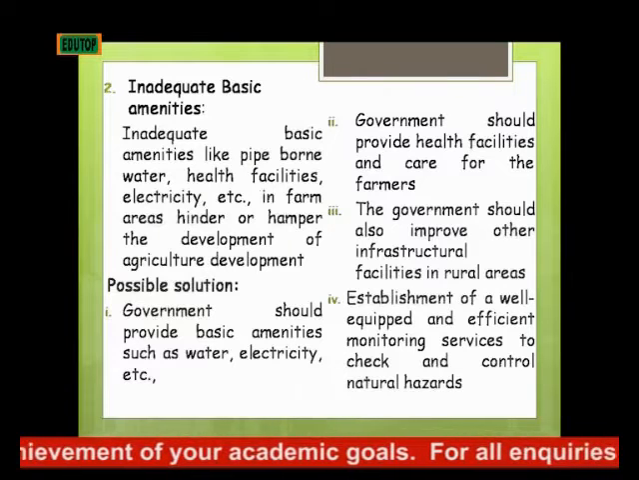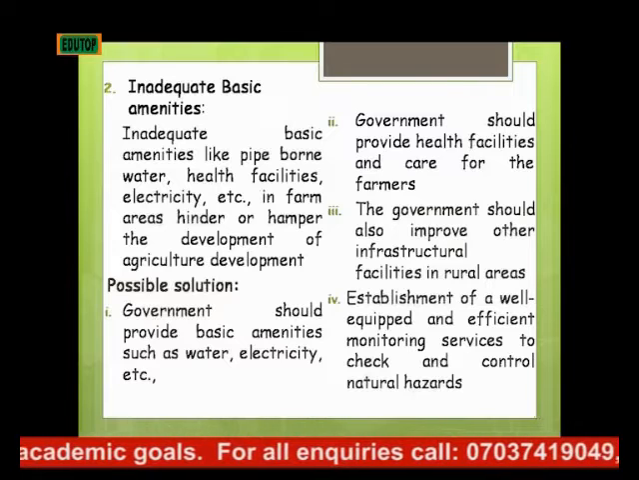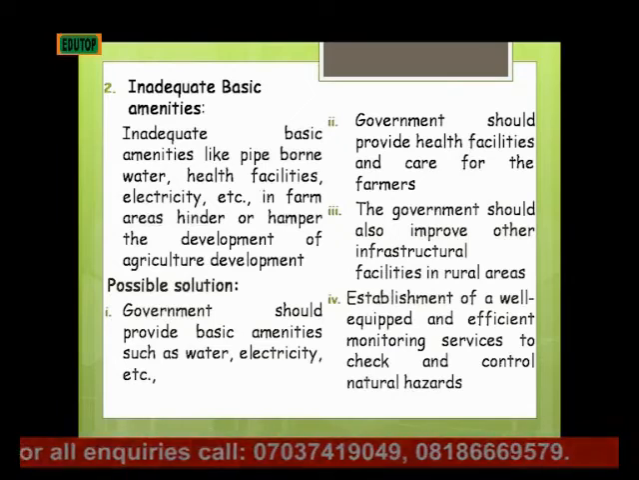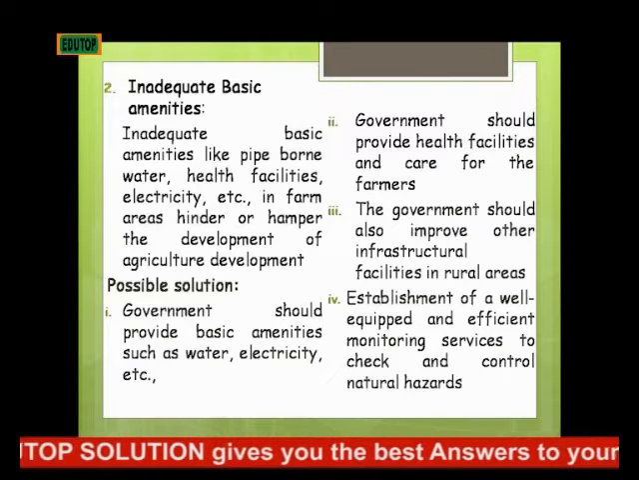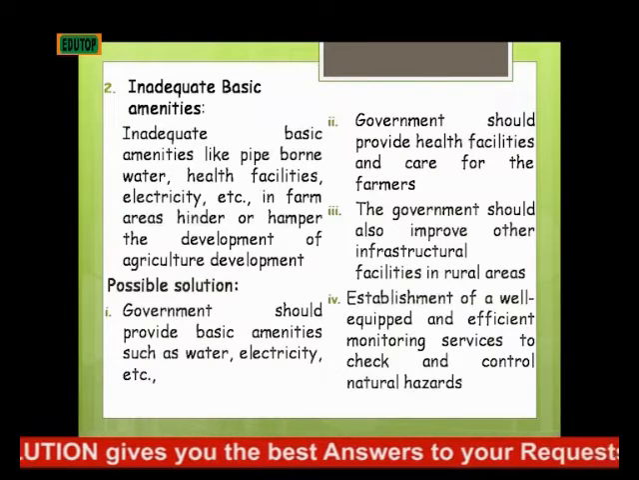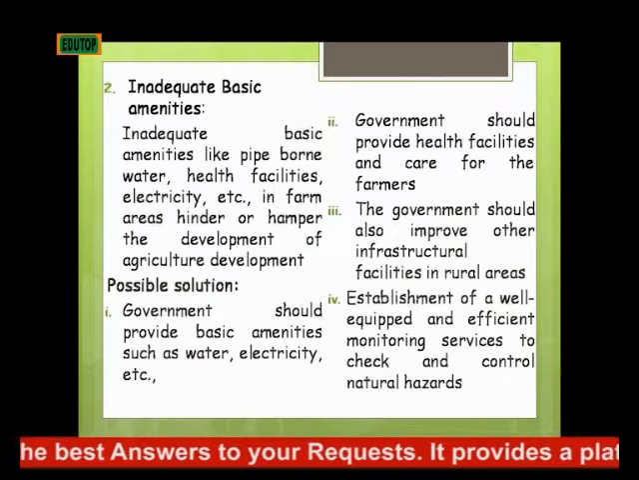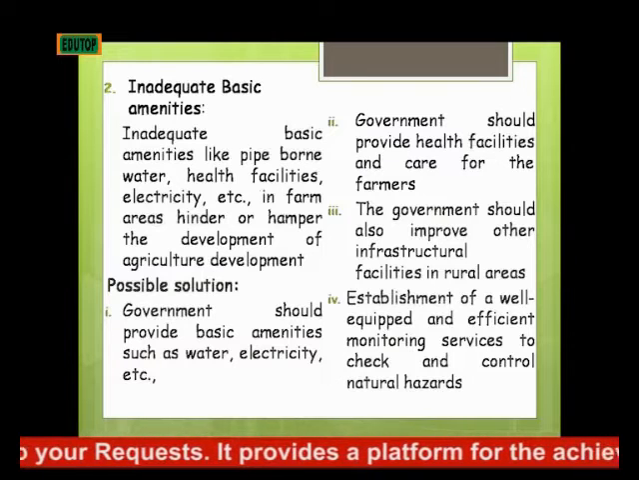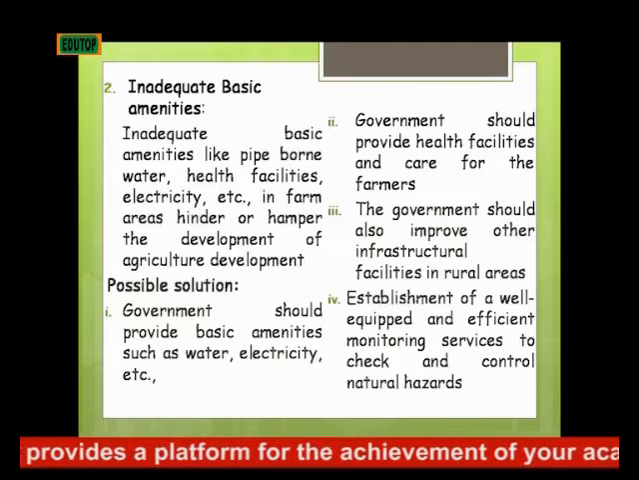These are basic amenities needed on the farm, that is, in the farm area. Inadequate basic amenities like pipe-borne water, health facilities, and electricity in farm areas hamper agricultural development. Let's take, for instance, a farmer who goes to work on his farm and gets injured. If there's no health facility, then the production on his farm will be hindered, truncated.